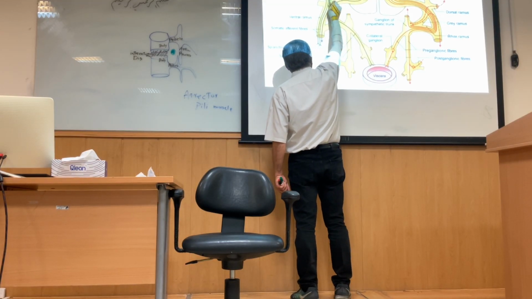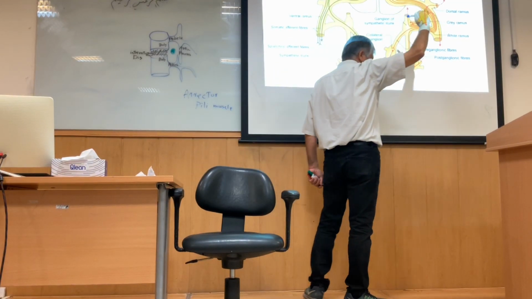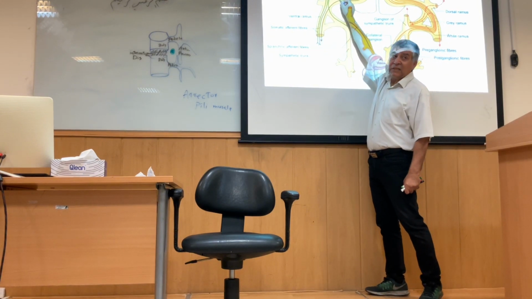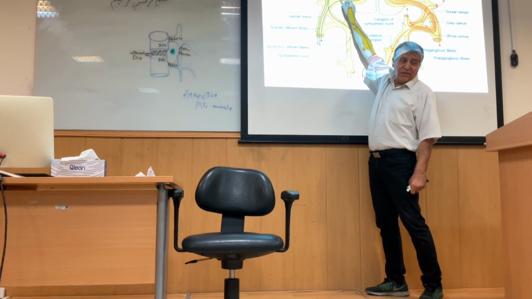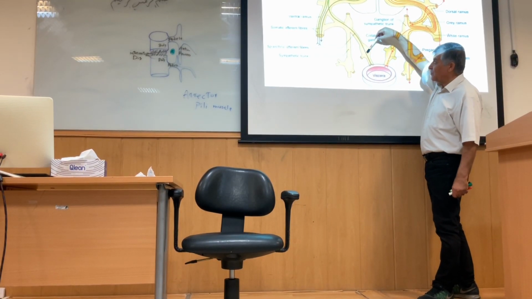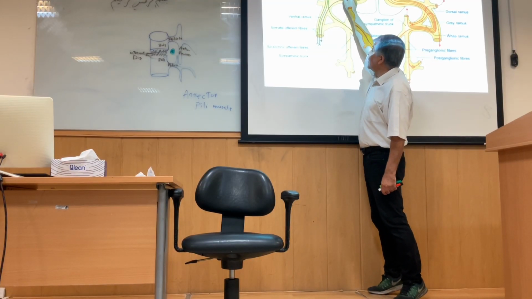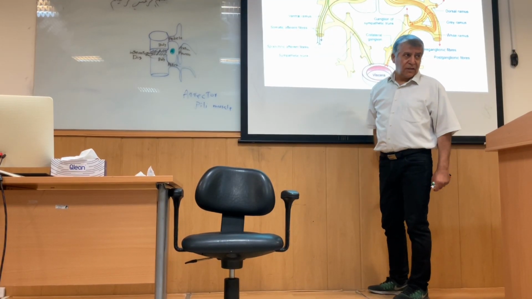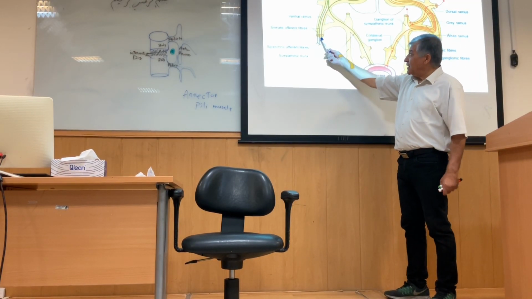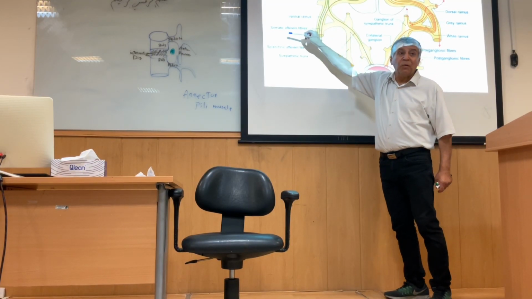This area is called the dorsal root ganglion. It contains the body of sensory nerves. Okay? So, sensation of the viscera is transferred by the dorsal root into the spinal cord. In this area, you can see sensation from the somatic area.